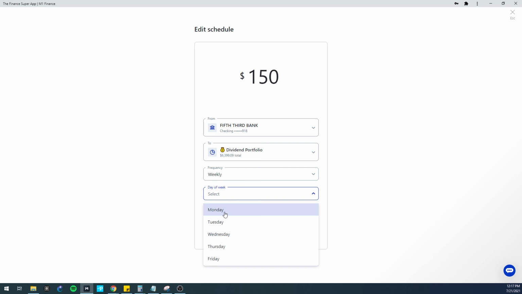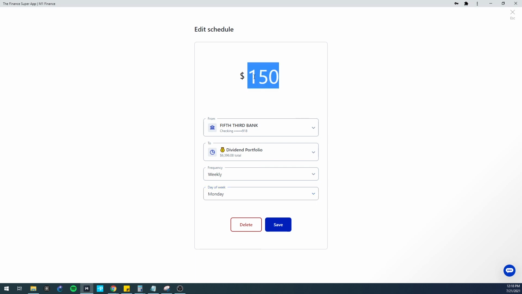But typically, if you look at the overall history of the stock market, on Monday the stock market is always down. On Friday, it's always up. So I choose for this to happen on Monday, so that when the market opens on Monday, it'll invest this $150 on Monday every week.